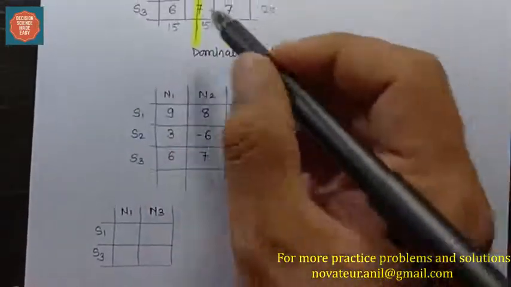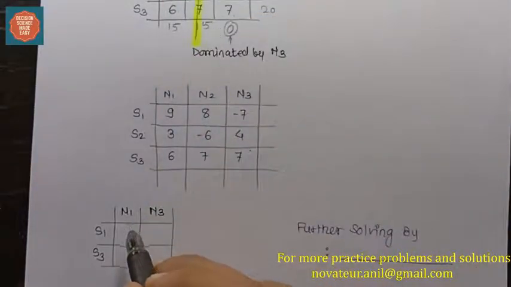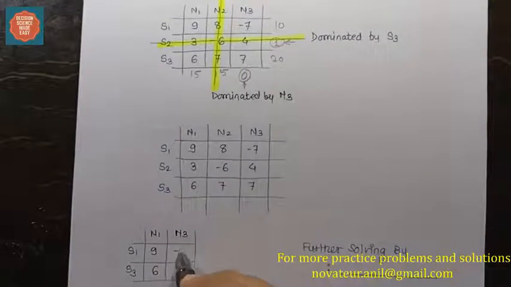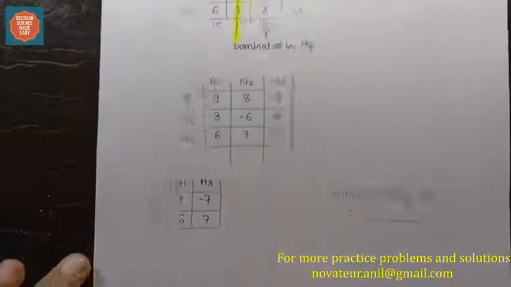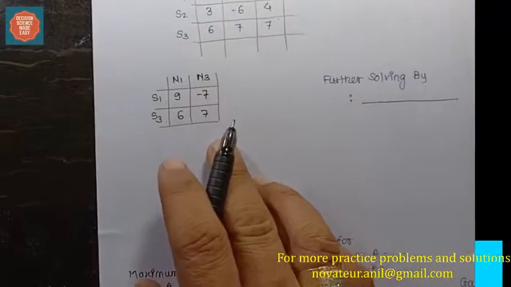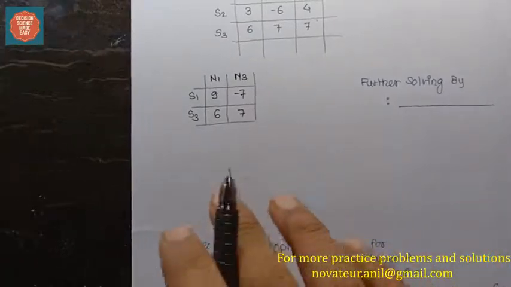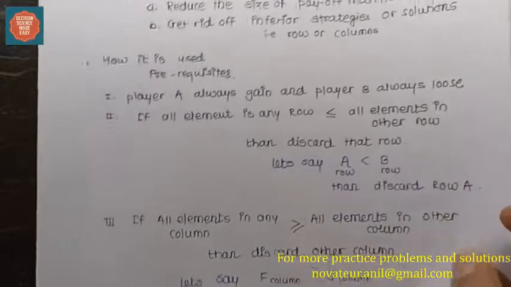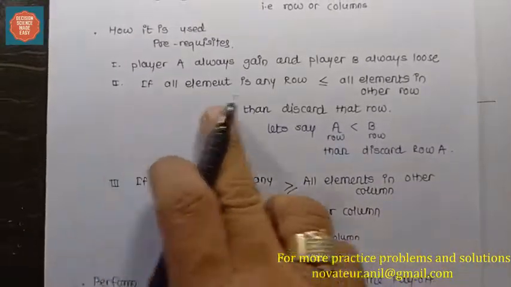It is 9 and 6. So I'll just write down 9 and 6, minus 7 and 7. So this is my final matrix that I got, and the rule says that at least you should have... I'll just share the rules with you again.